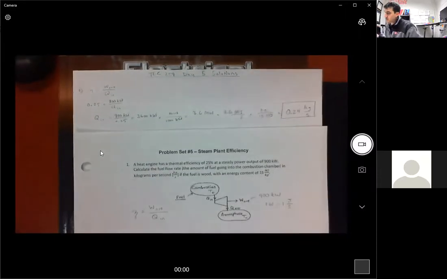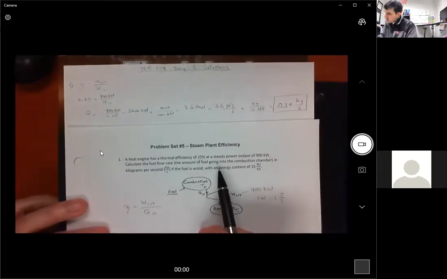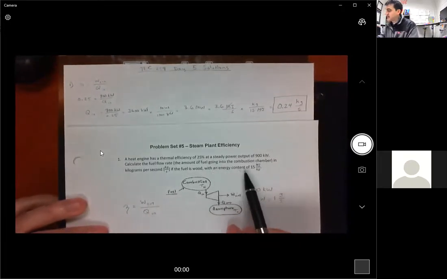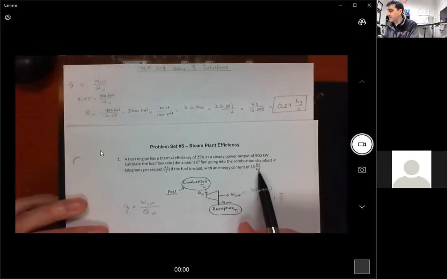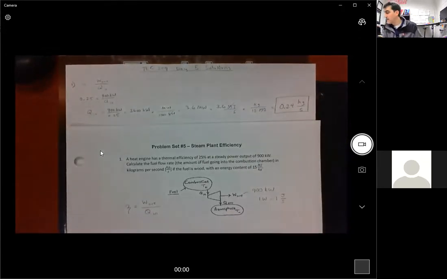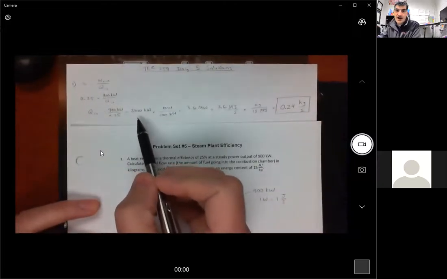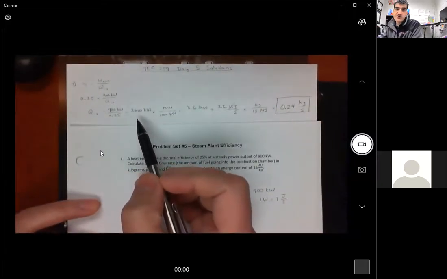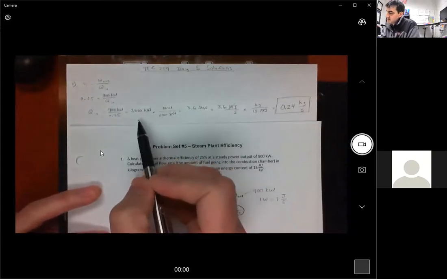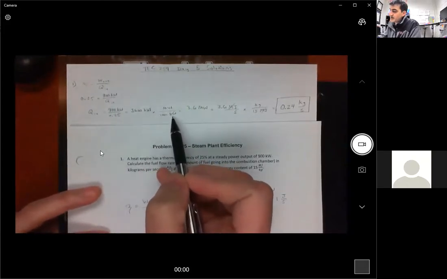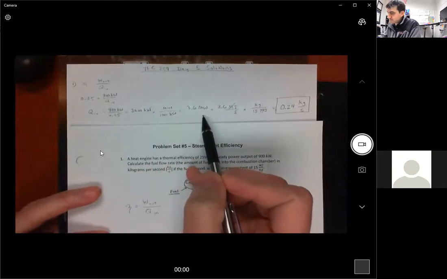And I want to get this into megawatts because in the problem, we are given the energy content in megajoules per kilogram. So I can easily convert megajoules per second to megawatts and vice versa. So I want to get this value into megawatts because that'll make it easier to do some conversion. So that's easy. I just divide by 1,000 kilowatts and my kilowatts cancels out. So I get 3.6 megawatts.